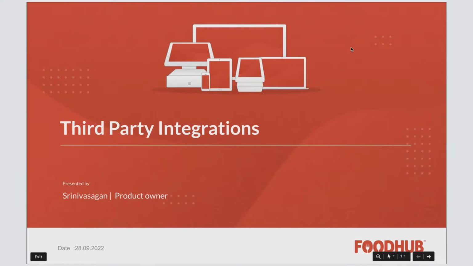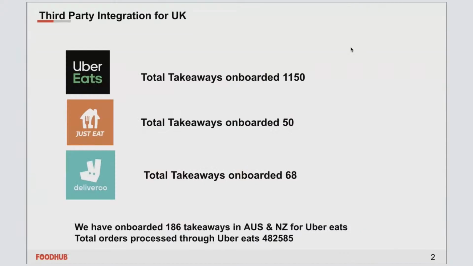Yes, all clear. Hi all, this is Srini from the third-party integrations team. Today I'm going to give you an update on the third-party integrations we're currently working on. Regarding the UK, for Uber Eats, we have currently onboarded 1,150 clients. And we have onboarded around 186 takeaways for Australia and New Zealand.